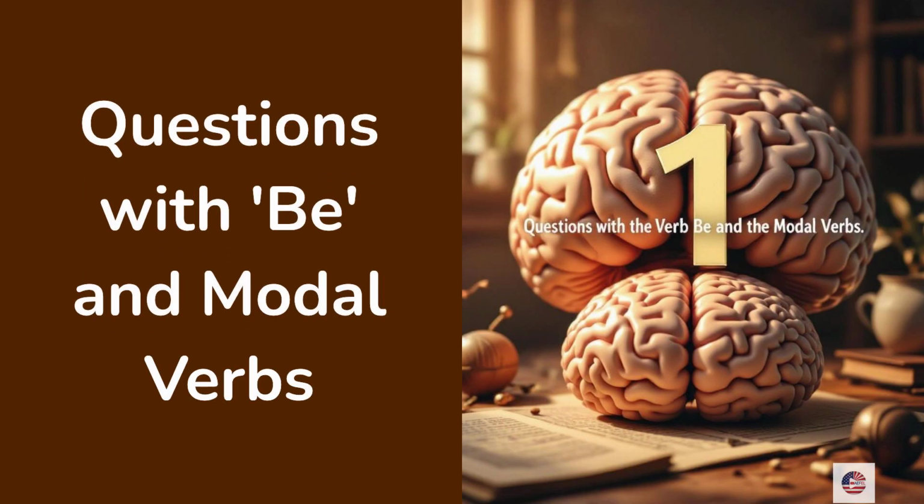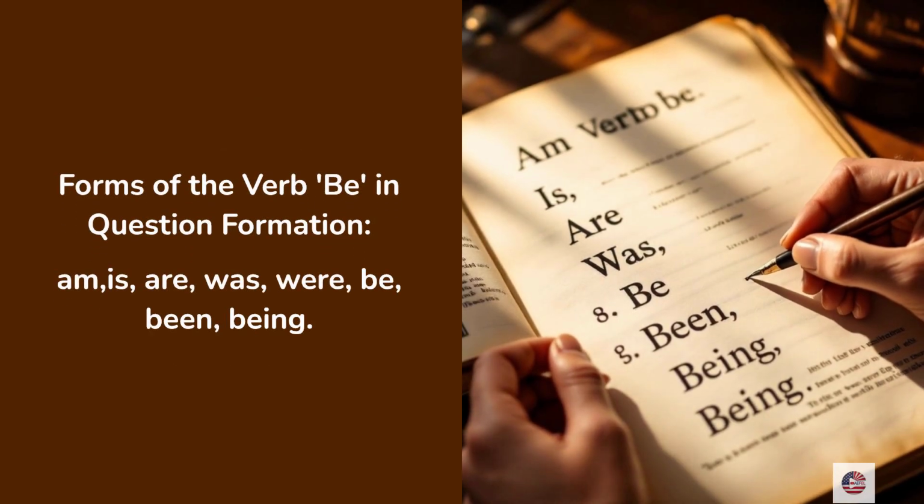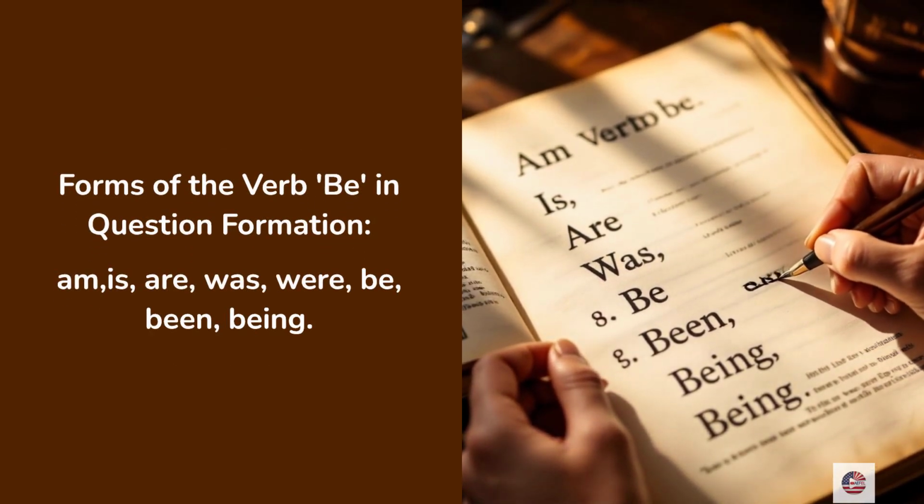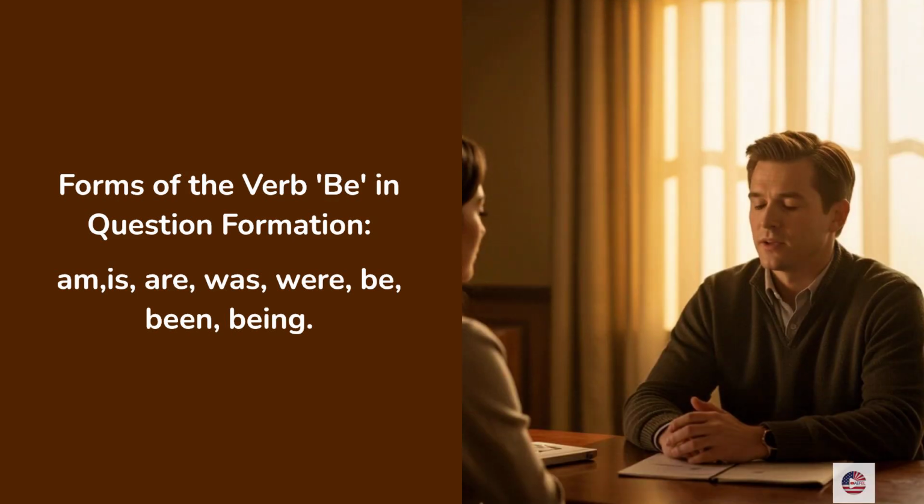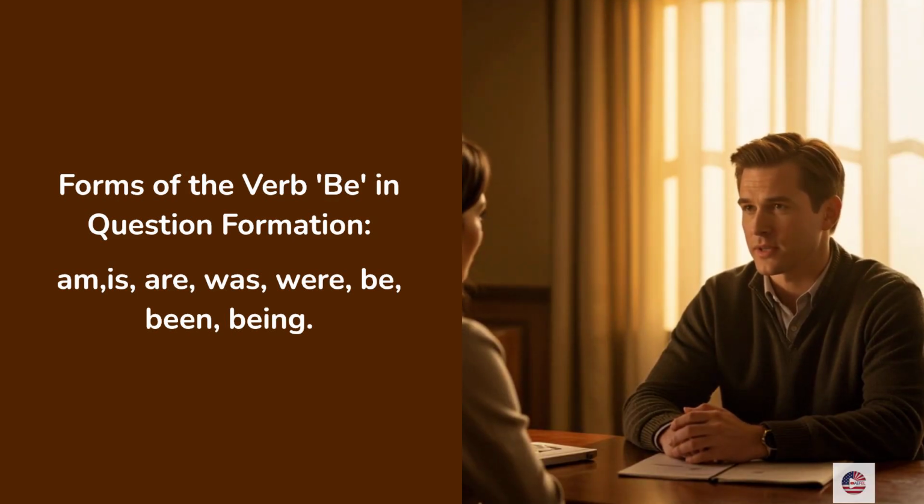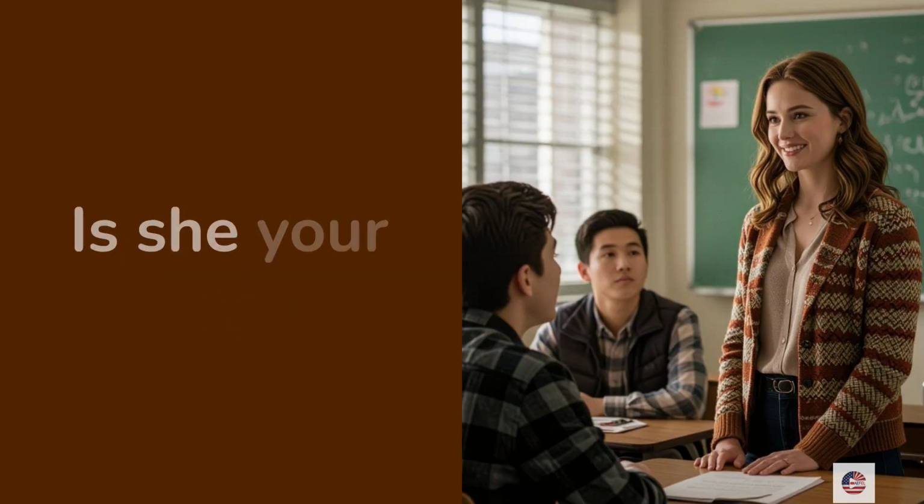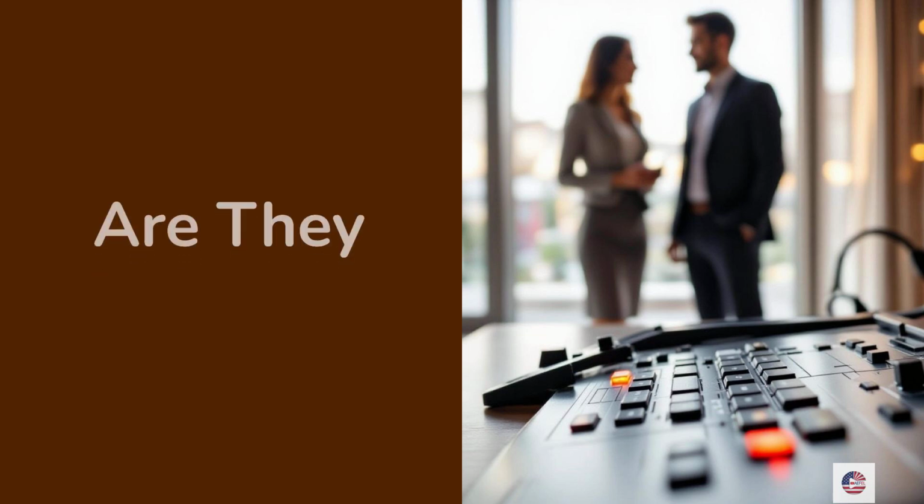In addition to forming questions with do, does, did, has, have, had, will, and would, let's take a closer look at how to ask questions using the verb be and modal verbs. The verb be includes is, are, was, were, be, been, being. When forming questions, the verb be usually comes before the subject. Present tense. "Am I late?" "Is she your teacher?" "Are they ready?"